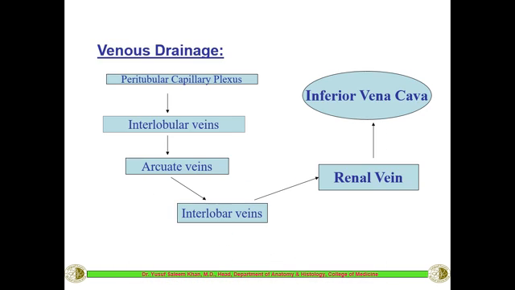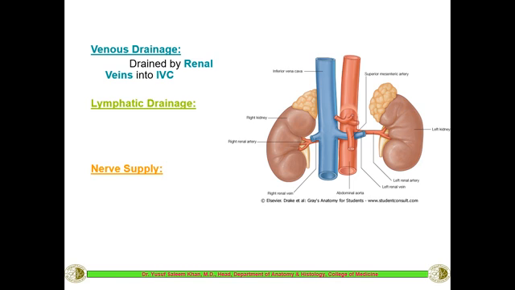Then coming to the venous drainage, the venous drainage starts from the peritubular capillaries where the arteries end. From this capillary plexus, the venous blood is drained into interlobular veins, and from there into arcuate veins, then into the interlobar veins, and from there into the renal vein, and the renal veins finally open into the inferior vena cava. So this is how the veins drain into the inferior vena cava. The venous drainage is into the renal veins, which drain into the inferior vena cava.